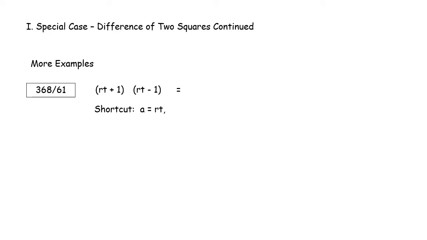Continuing on with the special case, the difference of two squares, problem 61 on page 368, rt plus 1 times rt minus 1 equals. For the shortcut, let's begin with a equals rt and b is equal to 1. Therefore, we'll square a, which is rt, and square b, which is 1, to get r squared t squared minus 1 squared, which is 1.